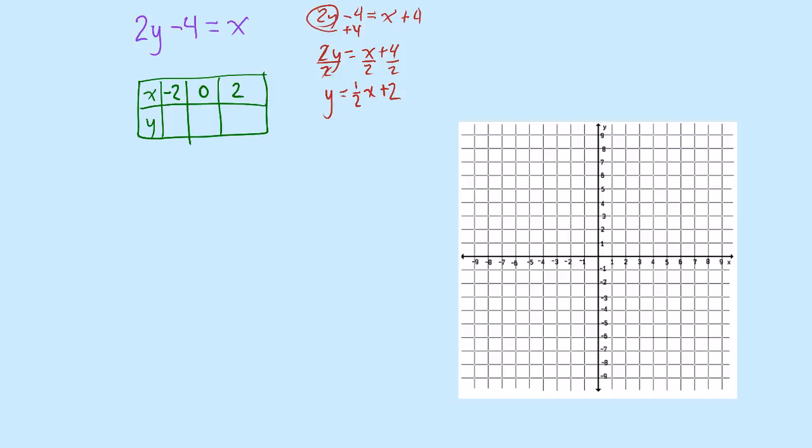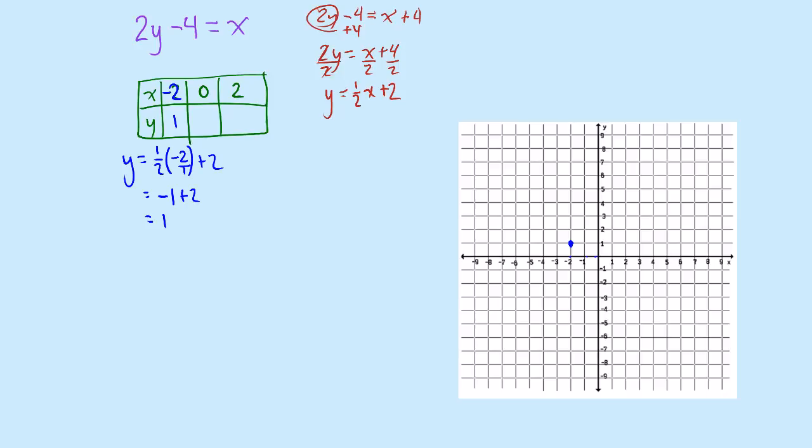Alright, so now I'm going to take -2 and plug that into my y equals equation. So I have y equals 1/2 times -2 plus 2. So 1/2 times -2 over 1 is -1, and -1 plus 2 is 1. So I have the point -2, so I go out -2 in the x direction, and then I go up 1 in the y direction.